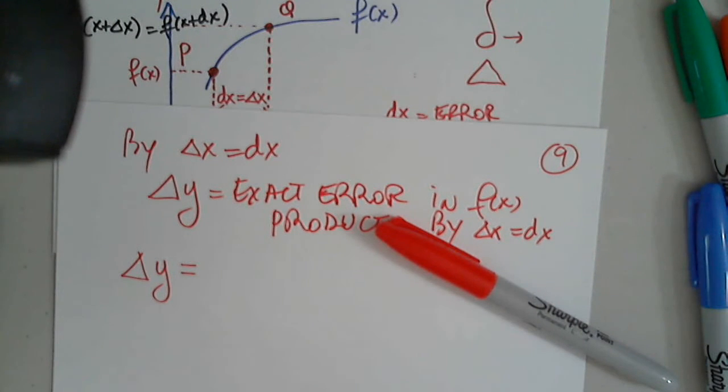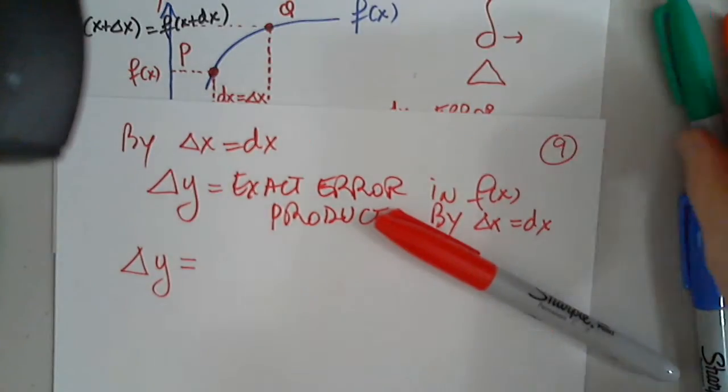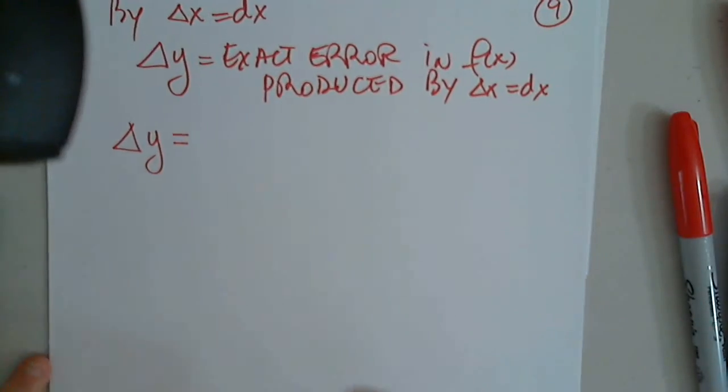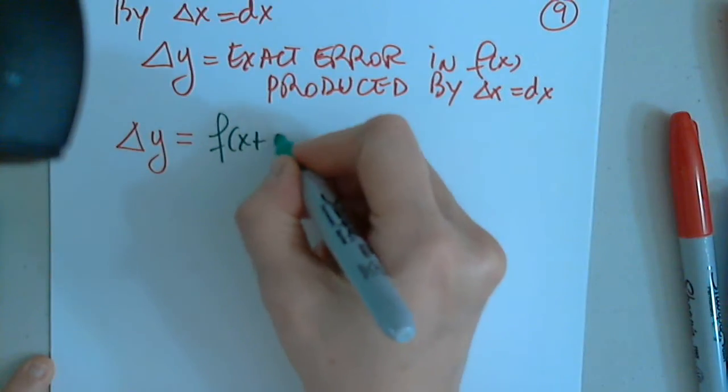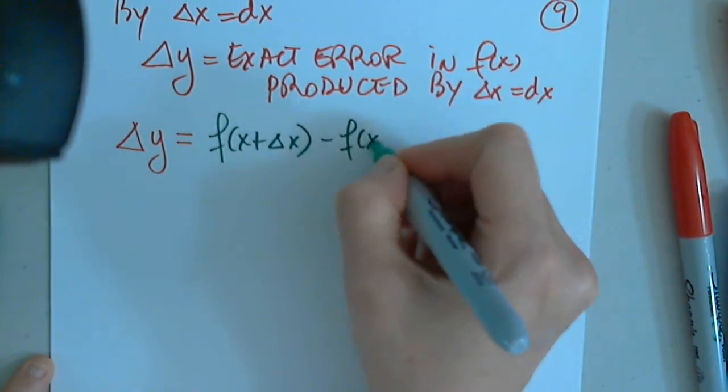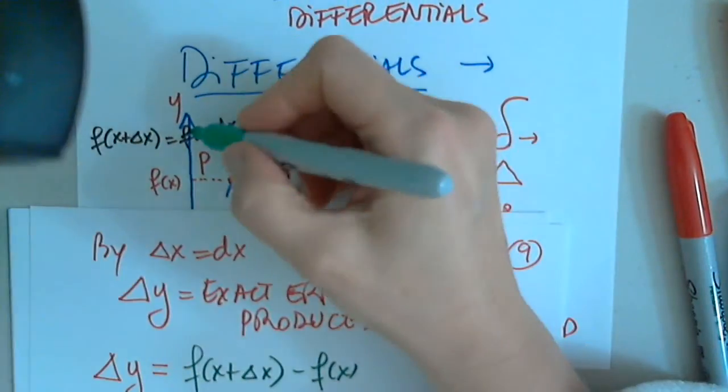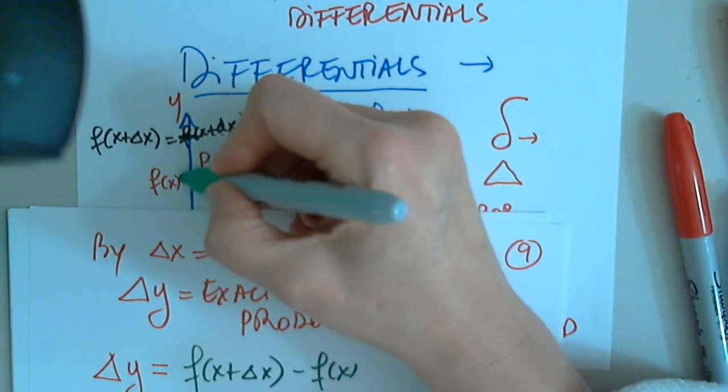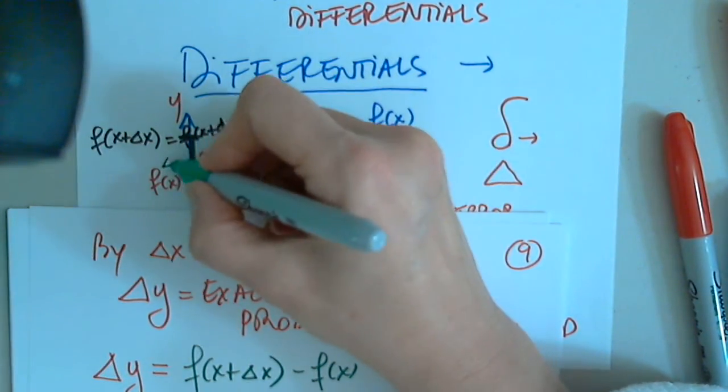Is it going to be f of x plus dx minus f of x? Brilliant. Thank you. So it's f of x plus delta x minus f of x. Is this the distance between this point and this point? This is it. This is delta y.